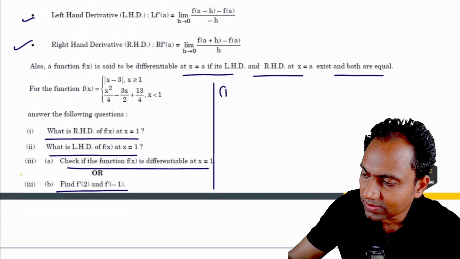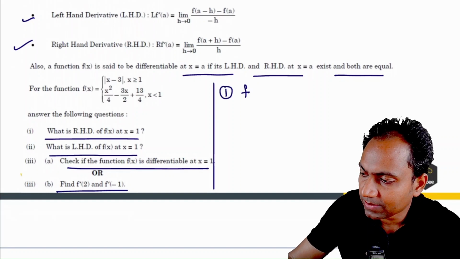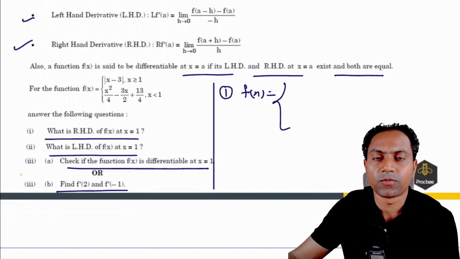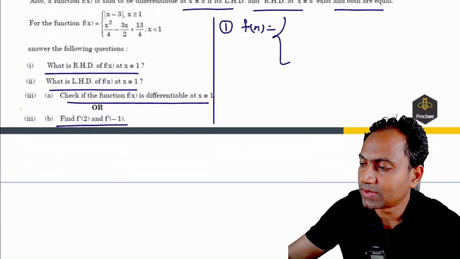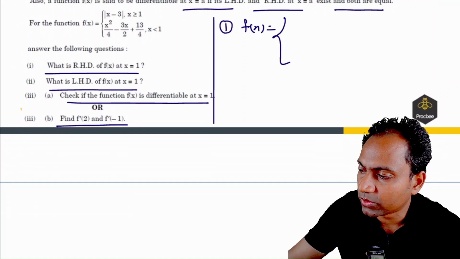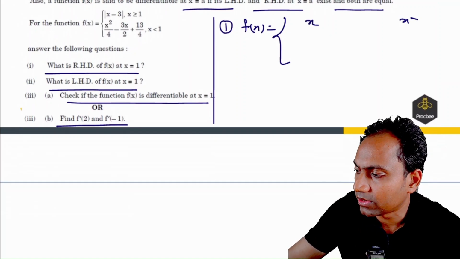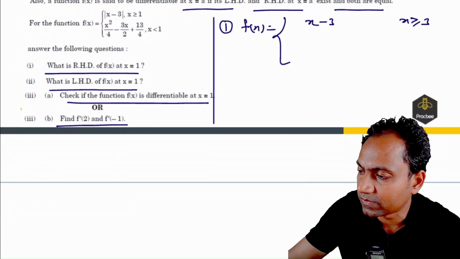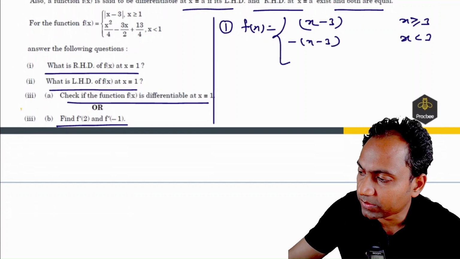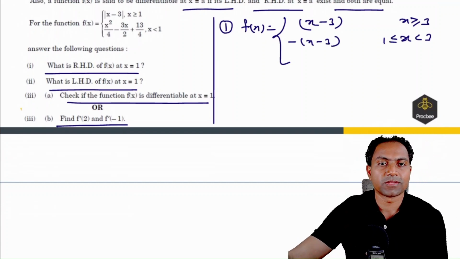So the question is given as a function, and first I am reinterpreting the function and trying to remove the modulus. In order to remove the mod, if I put the value of x greater than or equal to 3, this mod will open with a plus sign. If I put values smaller than 3, it will open with a negative sign. And this is only for values greater than 1 but smaller than 3.